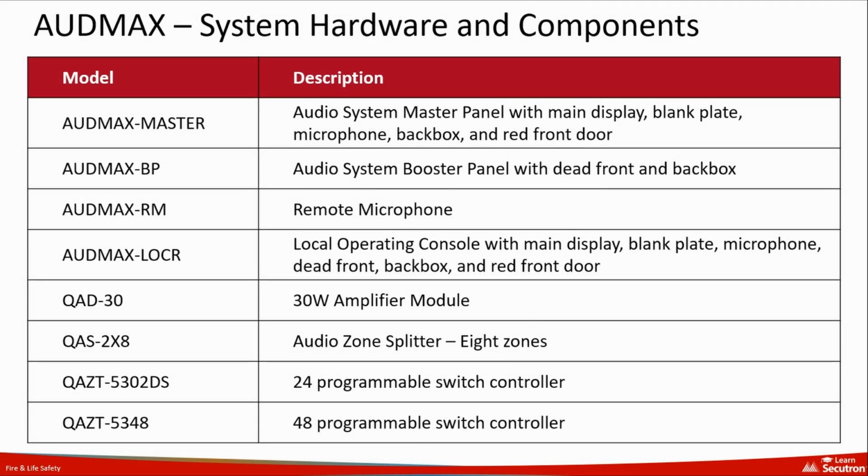There are only a few parts that make up the entire AUDMAX system. The AUDMAX Master, required for a base system. AUDMAX BP, booster panels with the same function as the Master but without the main display door. AUDMAX RM, remote mic. AUDMAX LOCR, local operating console, duplicates the main display of the main panel. Optional amplifier, QAD30. Optional zone splitter, QAS2X8, and programmable button display adders, the QAZT5302DS and QAZT5348DS.